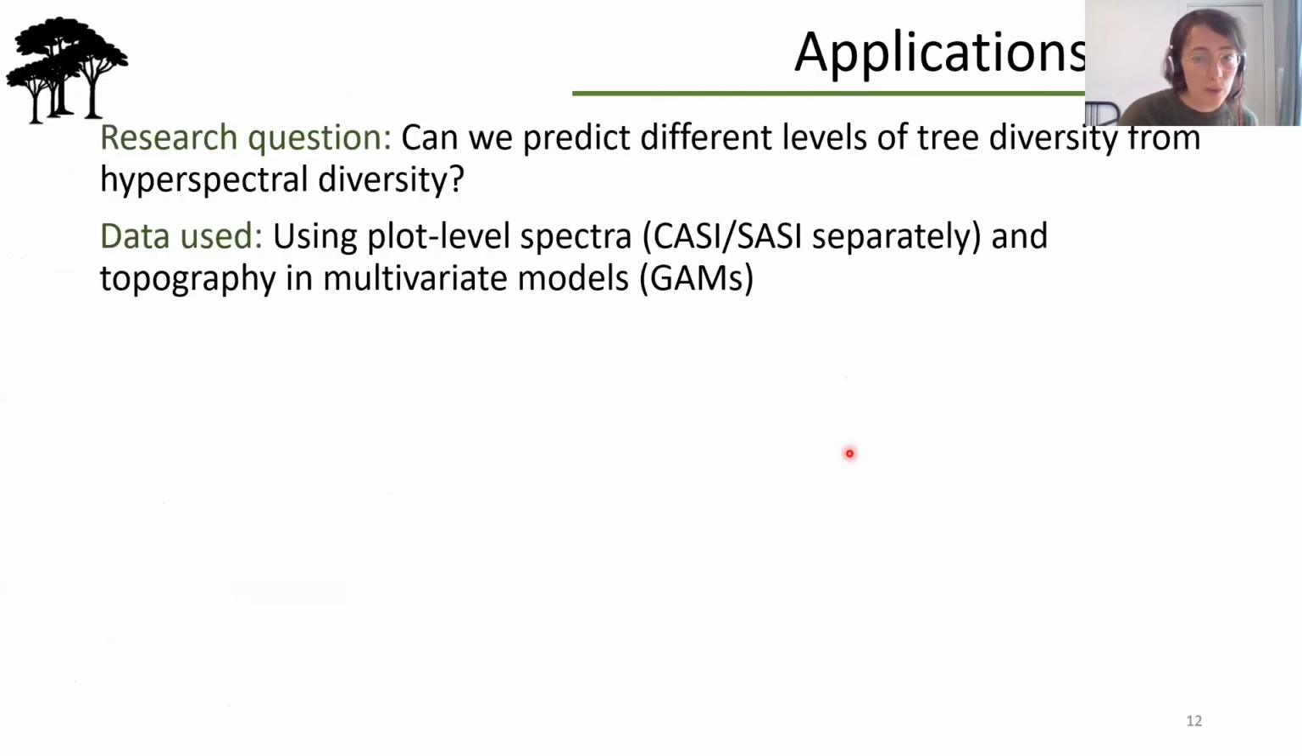So the first one is just an extension of Anna's work, now showing multivariate models using spectral diversity metrics from CASI and SASI sensors separately. Using the data from the visible and near infrared light and the shortwave infrared light separately, and in addition topographical variables. And for that we used the first data set, since in future this should be used for prediction, and this data can be used for prediction.